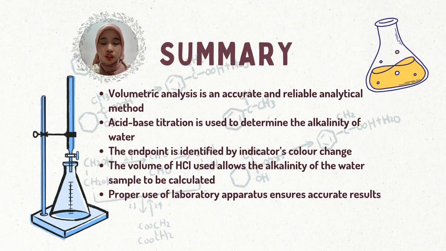To sum up, volumetric analysis is a simple, accurate, and reliable method for analyzing water quality. The acid-base titration technique allows us to determine the alkalinity of the water by measuring the volume of standard acid needed to neutralize the sample. Last but not least, the use of accurate apparatus, proper titration technique, and correct identification of the endpoint ensures reliable and precise results in water quality analysis.